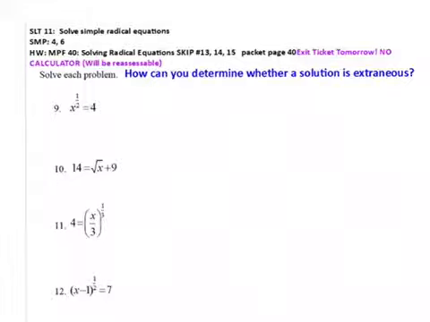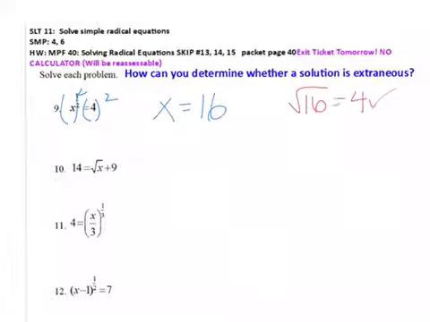Okay, so in number 9, to eliminate the power of 1/2, we're going to square both sides. We get x is 16. We're going to check it. I know the power of 1/2 is the same thing as the square root, and that equals 4.